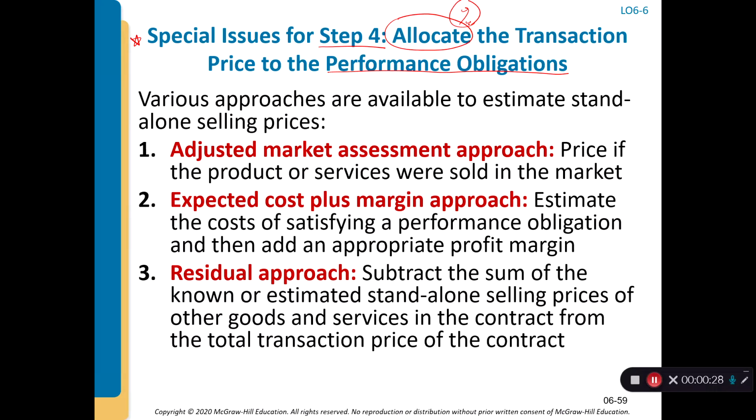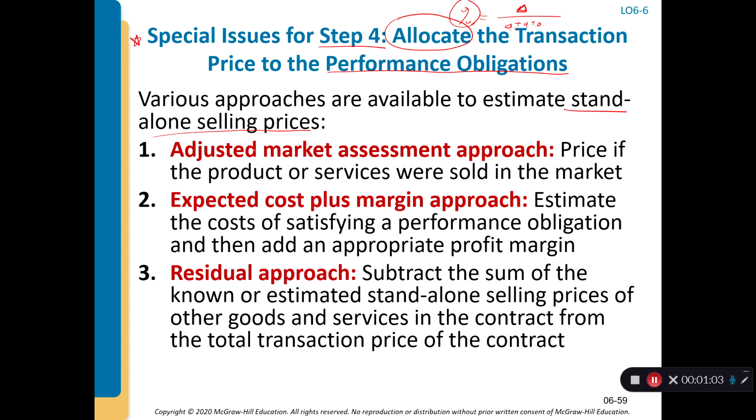We said there are various approaches available to estimating the standalone selling prices. If you have multiple performance obligations, the standalone price of each obligation is going to be the denominator, and the specific obligation itself is going to be the numerator, right? So the standalone selling price is the key to understanding the allocation.